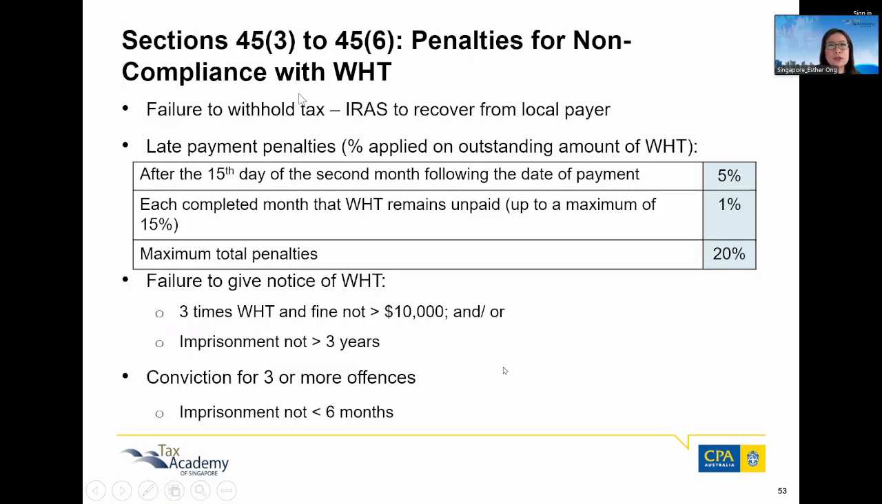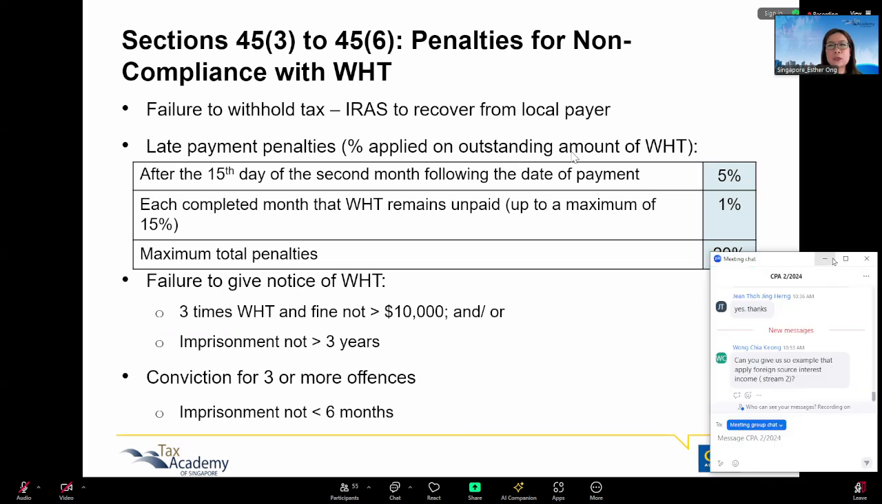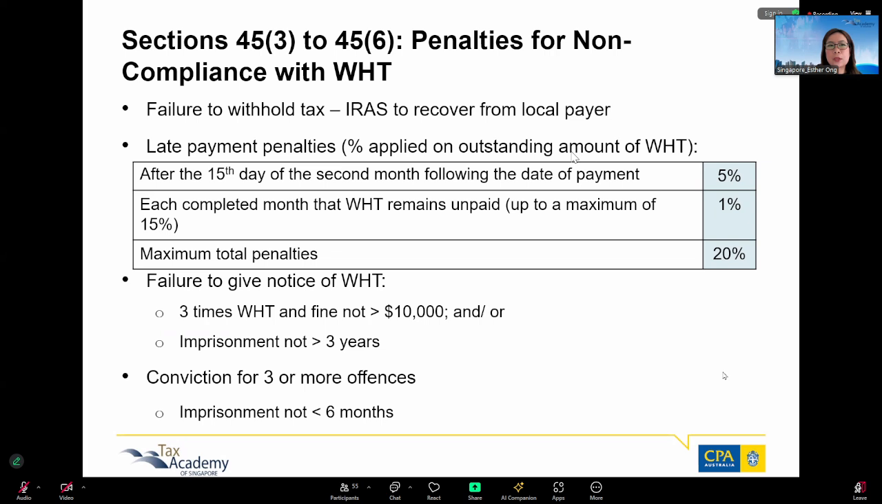Okay, this slide shows you the penalties if the local payer does not comply with withholding tax. If the local payer did not withhold tax to IRAS, there will be late payment penalties, as provided here. If it is after the 15th day of the second month following the date of payment, straight away there will be a 5% penalty.